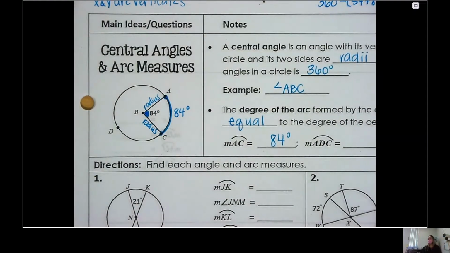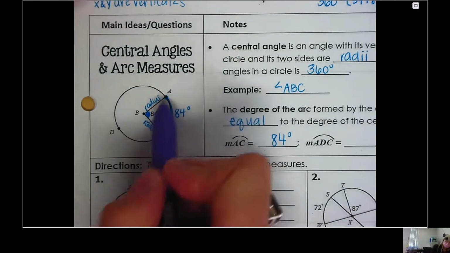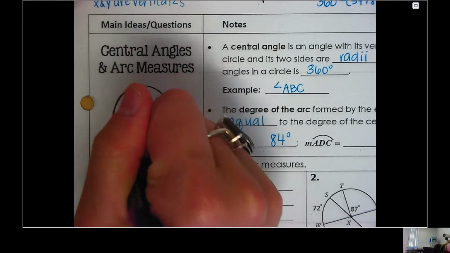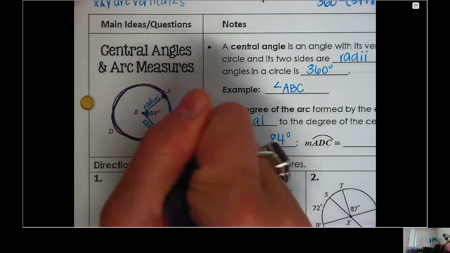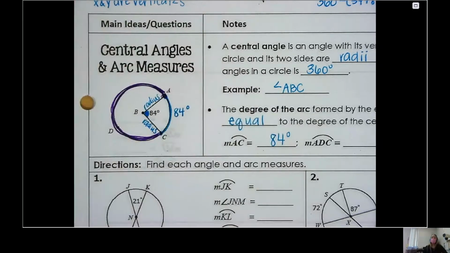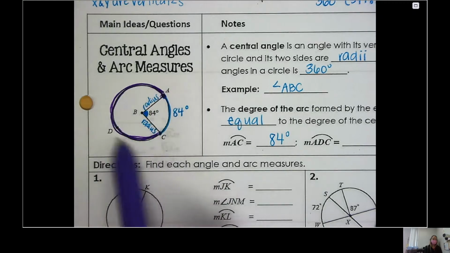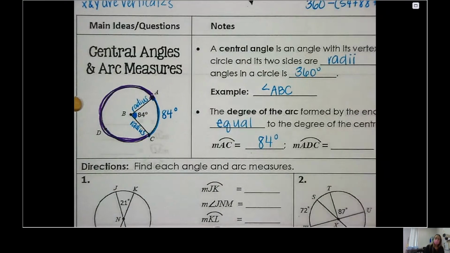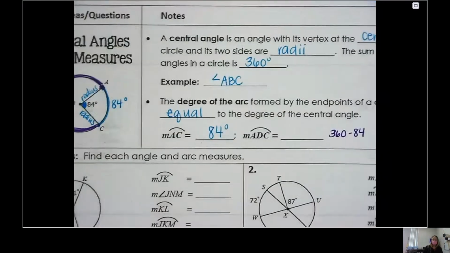Now, the other arc in the picture is arc ADC. So that means you start at A, you go towards D, and you end at C. So essentially, it's everything else that's left over. Now, how would I figure out what's left over in that circle? What would I have to do? Yeah, 360 minus 84. That's going to give me this larger angle right here. 360 minus 84, I get 276.